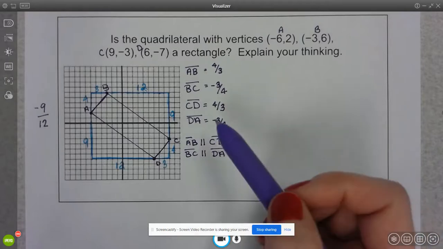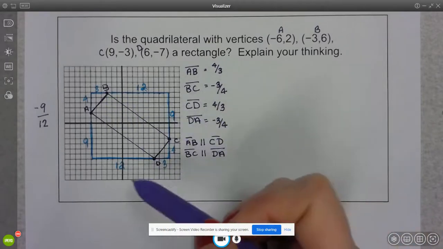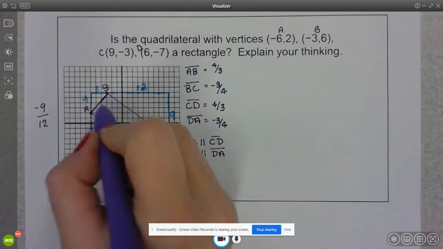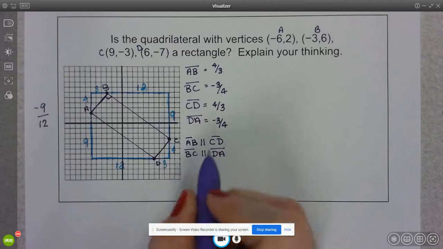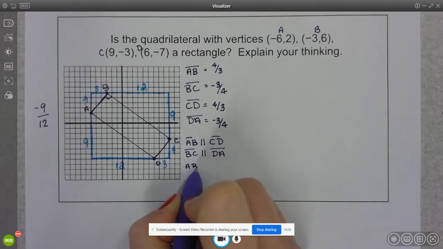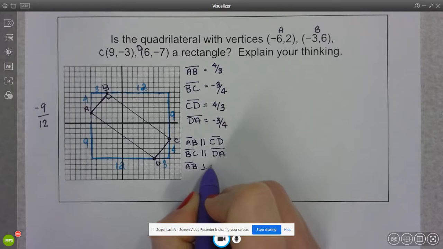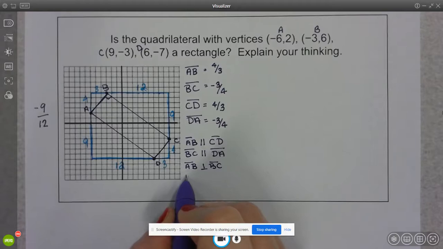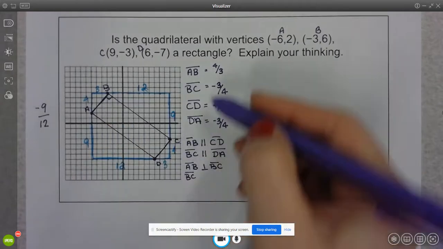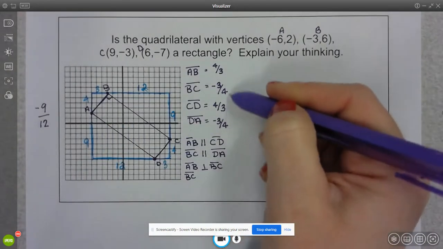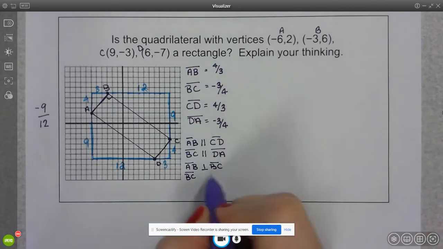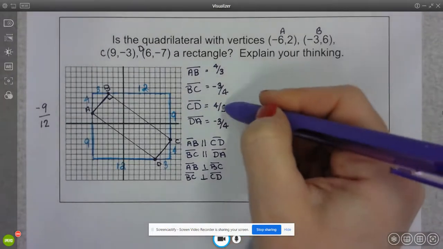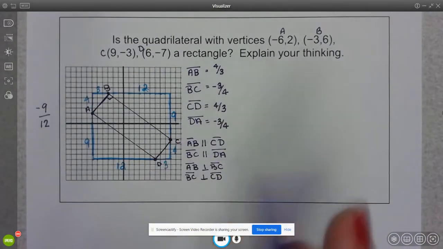Now I need to talk about perpendicular sides. So I need to look at the sides in all of our corners. So AB and BC meet here. That's a right angle. That's good. So we have AB being perpendicular to BC. This sign means perpendicular. I have BC being perpendicular to CD because it meets the opposite reciprocal with slope. These are the opposite reciprocal slopes, so that's this corner here.